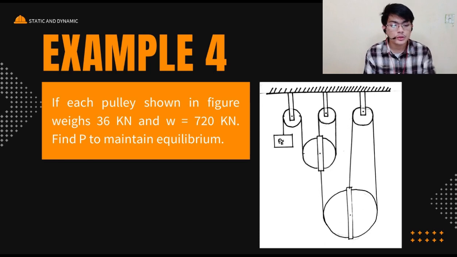So, let's proceed to our example number 4. If each pulley shown in the figure weighs 36 kilonewtons and our force W equals 720 kilonewtons, then we must find our P to maintain our equilibrium.